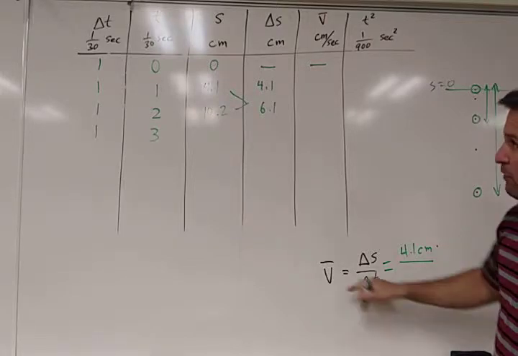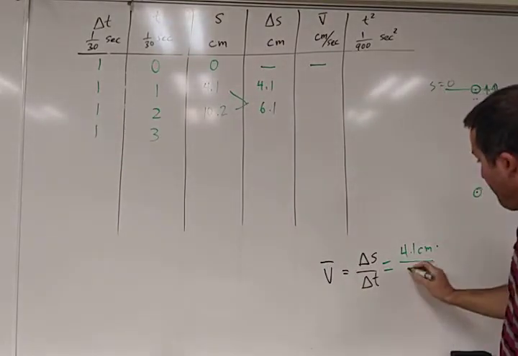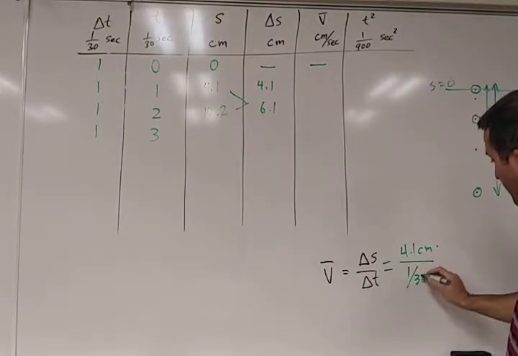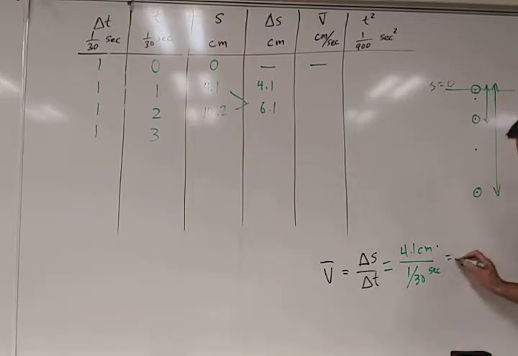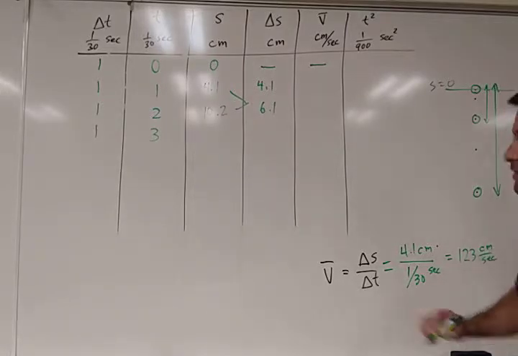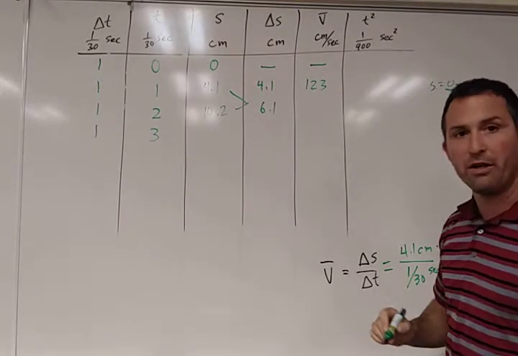and now our time interval is 1/30th of a second. When we work this out, I'm going to multiply the numerator and denominator by 30, and I will get 123 centimeters per second. It's the average, and that's what would go right here. We can work through the others.